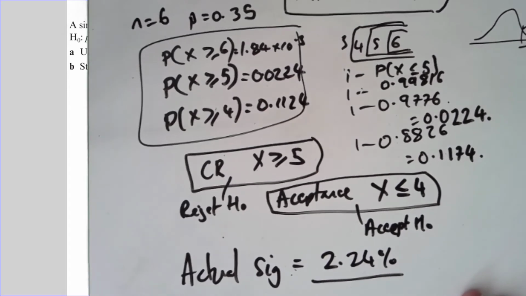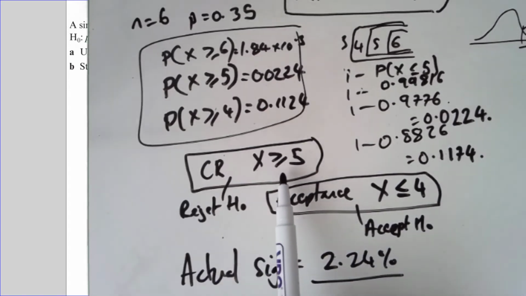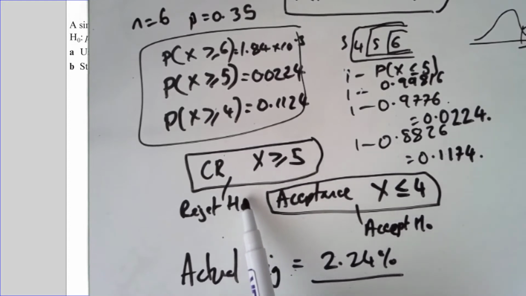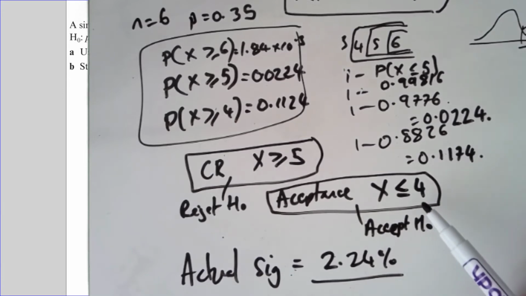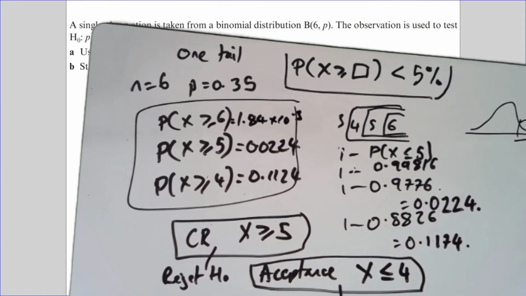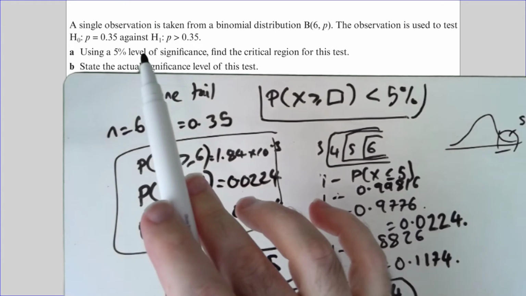So we could then do this experiment. If you have an answer of 5 or 6, we're not going to believe H0 was true. It's too unlikely. It's only got a 2.24% chance of happening. If we get one of these ones, these are our likely outcomes, less than or equal to 4, we're going to accept H0. And that is that the probability was actually 0.35.